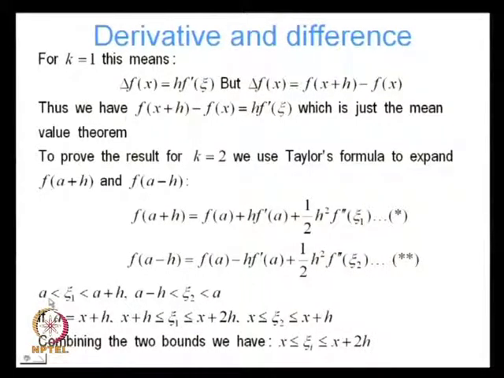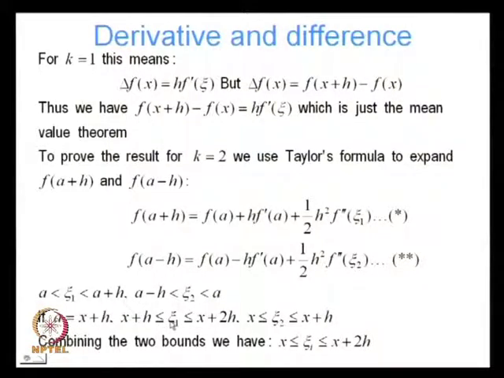So, we have xi 1 belonging to [a, a plus h], and xi 2 belonging to [a minus h, a]. Now, if I define a equal to x plus h, then I get xi 1 lesser than or equal to a plus h, which is equal to x plus 2h. Similarly, xi 2 is greater than a minus h, which is nothing but x, and xi 2 is less than a, which is equal to x plus h.